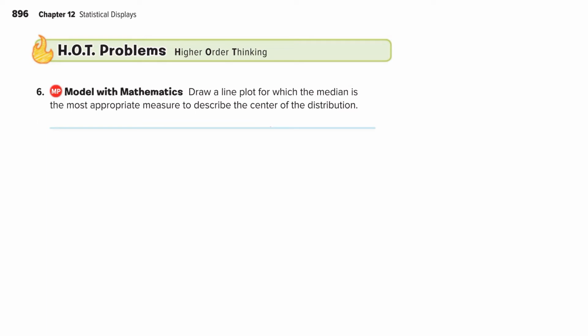Hot problems. Question 6. Model with mathematics. Draw a line plot for which the median is the most appropriate measure to describe the center of the distribution. So they want us to draw a line plot, and they want the line plot to represent a graph where the median is the most appropriate measure of center. So this means that our line plot cannot be symmetric, so not symmetric.